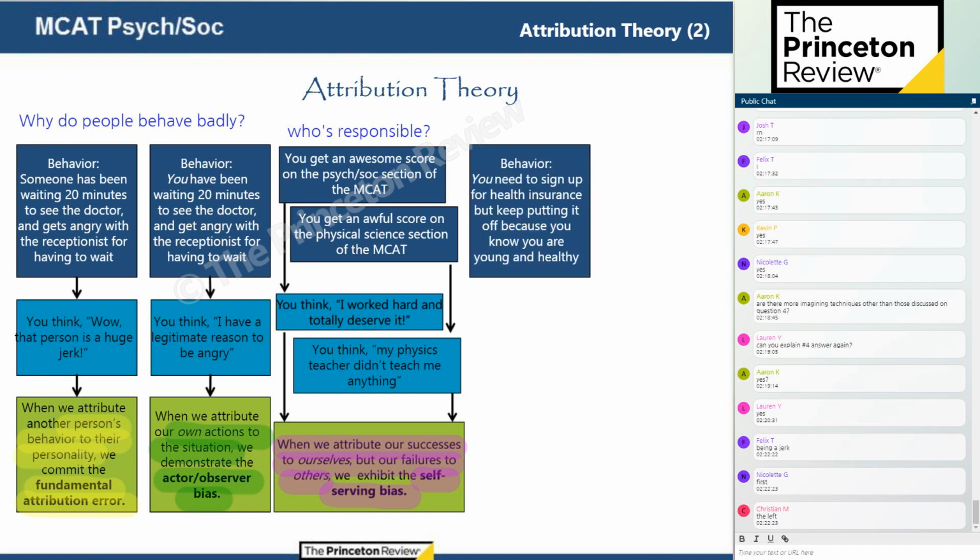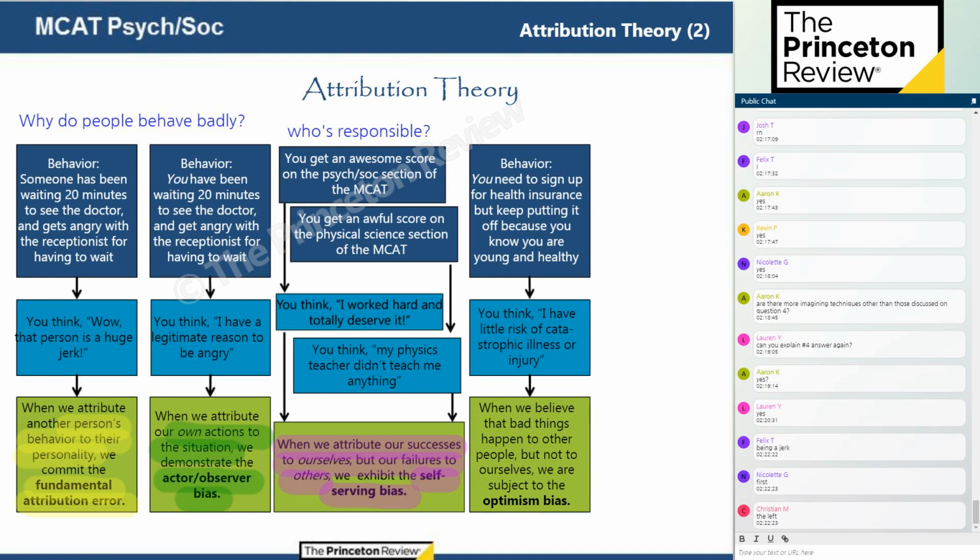Okay, you need to sign up for health insurance, but you keep putting it off because you're young and healthy, and nothing bad's going to happen to you. And you say, there's hardly any risk here. It's not going to happen to me. Okay, that is the optimism bias. When we think bad things happen to other people, but not us, that's the optimism bias.